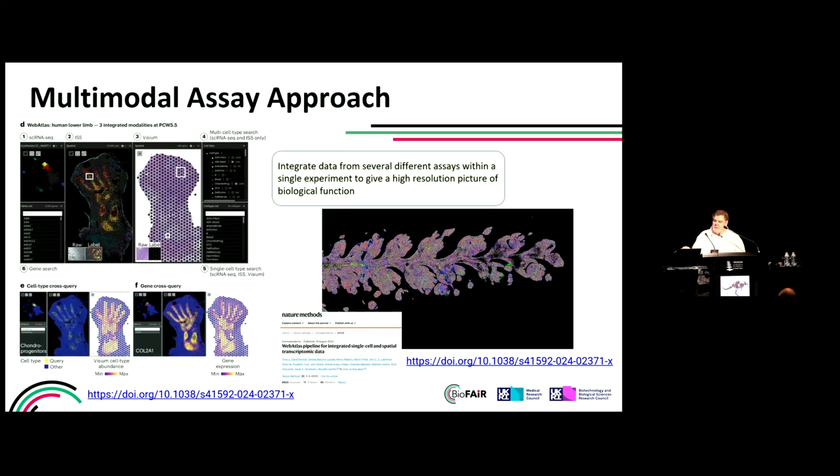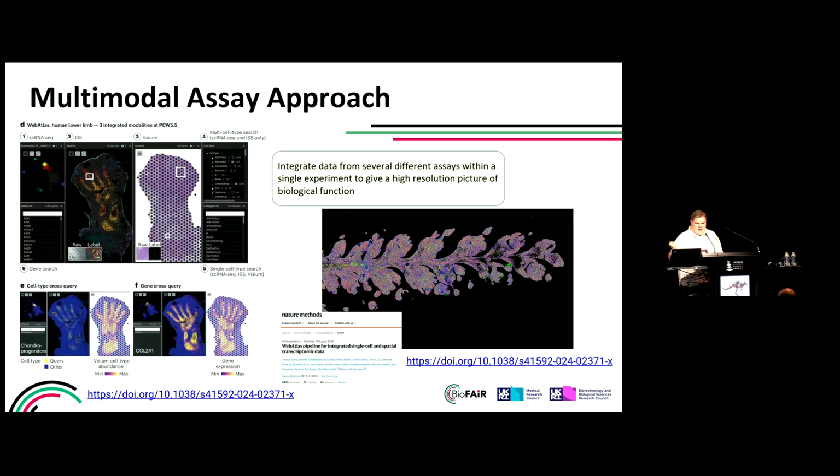So just to give you some examples of a multimodal assay approach. This is integrating data from several different assays within a single experiment, trying to get a high-resolution picture of biological function. The work that I'm talking about here is loads of people's work. There's way too many people to acknowledge, so I've tried to include all the links on all the slides to the respective papers. But I picked out 2 examples here.